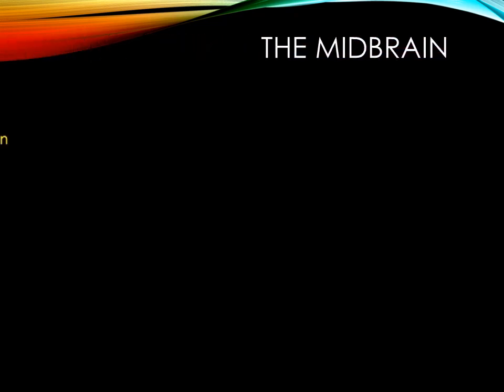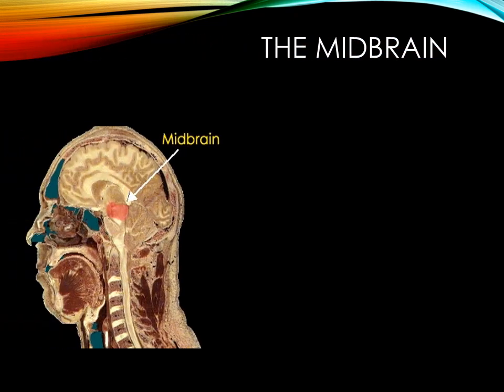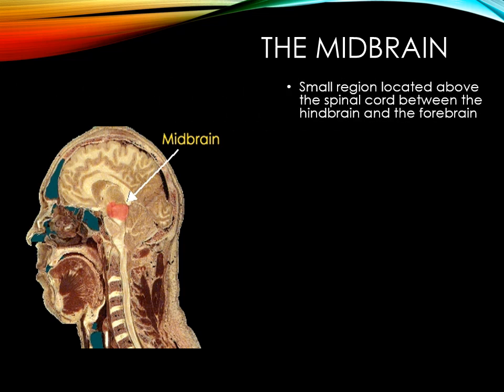Now we're on to the midbrain. For the midbrain, there is a single structure that you need to know. Before we get to it, please understand that this is a region. It's an area. So there's more than just one structure there, but it's an area that's located between the spinal cord and the hindbrain and the forebrain. So again, literally middle of the brain.